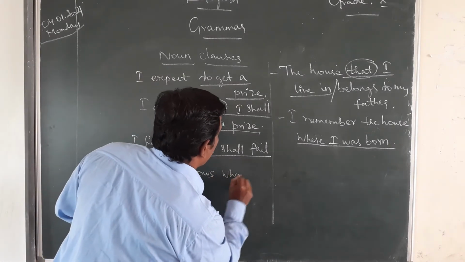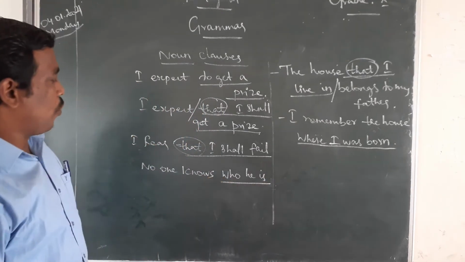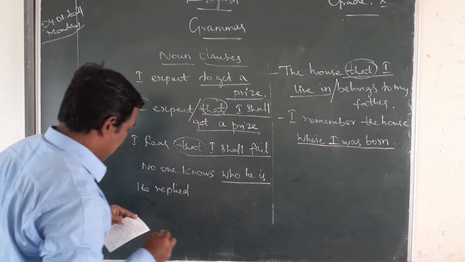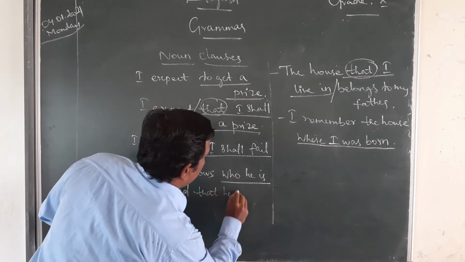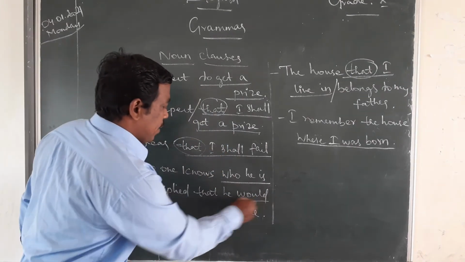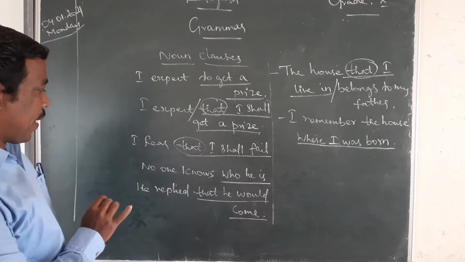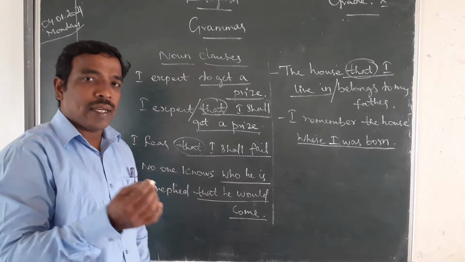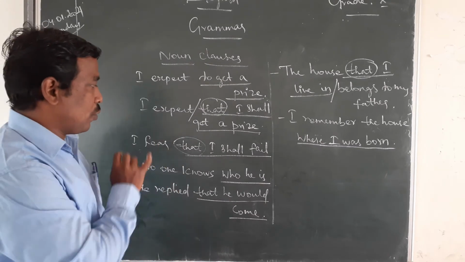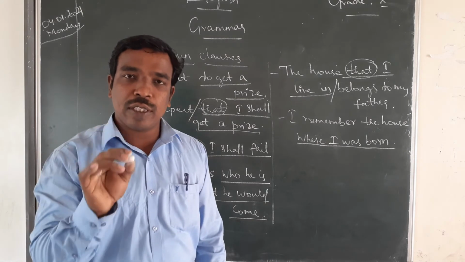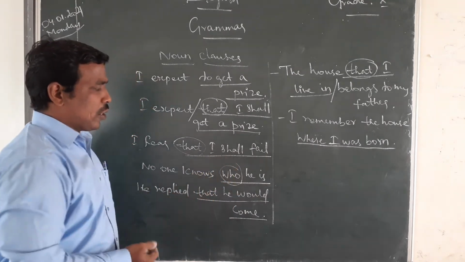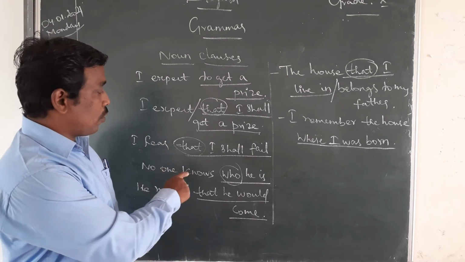Next question. No one knows who he is. Next. He replied that he would come. He replied what? It answers the question what? He replied what? That he would come. No one knows what? Who he is. So keep it in your mind: a noun clause answers the question what and whom.